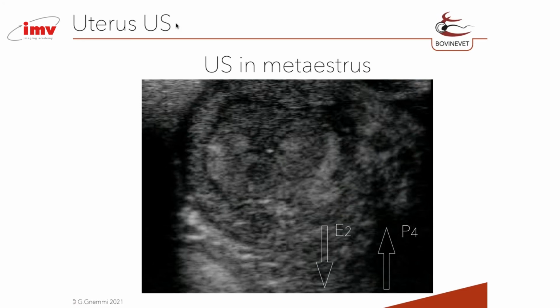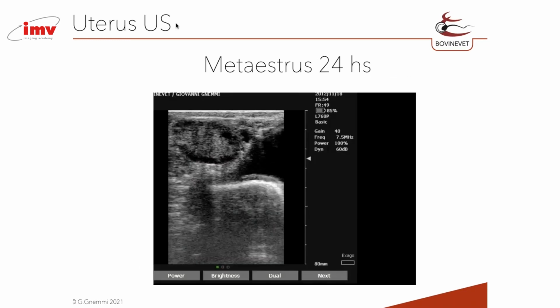Well, I start from the luteal phase, from the metaestrus, that is the first part of the luteal phase. During the luteal phase, the level of progesterone improves and the level of the estrogens decreases drastically. But we have to remember that during the first 24-36 hours of the metaestrus, the level of the estrogens is still a little bit higher. So this means that the characteristics of the uterus during the first 24-36 hours of the metaestrus are very close to the characteristics of the uterus during the last part of the estrous cycle, so during the proestrus and estrus.